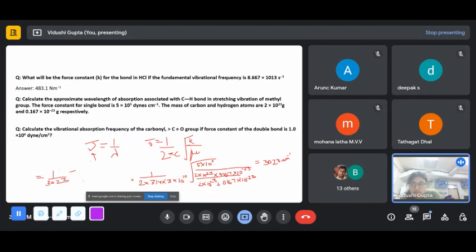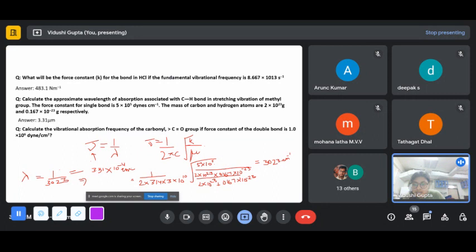So what will be the answer for the wavelength? What will the value of wavelength be? It will be 3.31 into 10 minus 4 centimeter. Or you can simply write it as 3.31 micrometer.